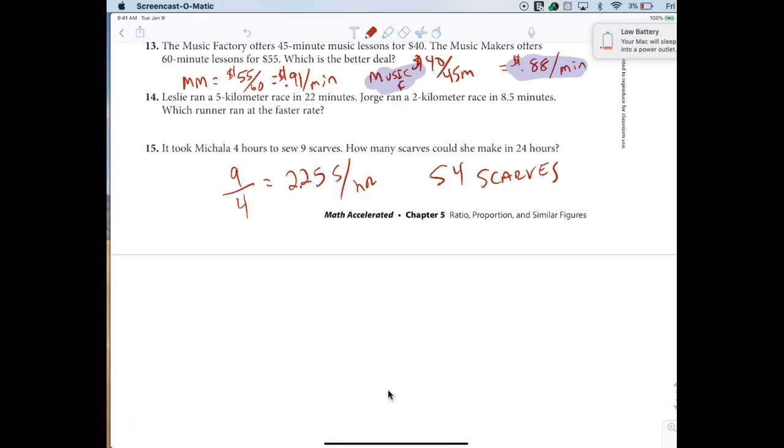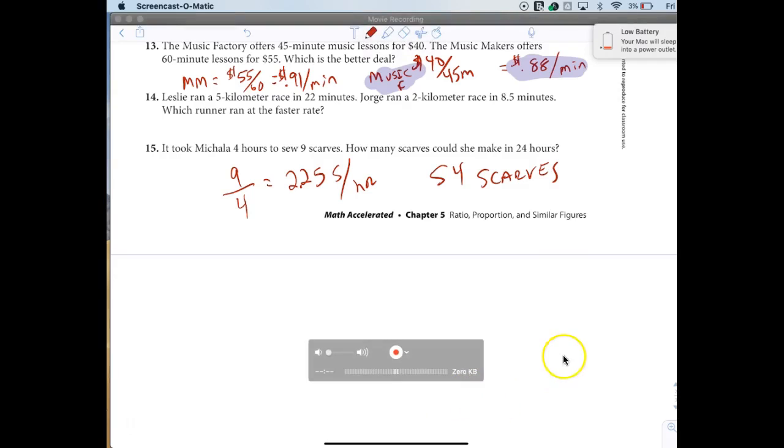Will you post them? Yes, I will post them. 100% correct. I don't think so. I got 5.